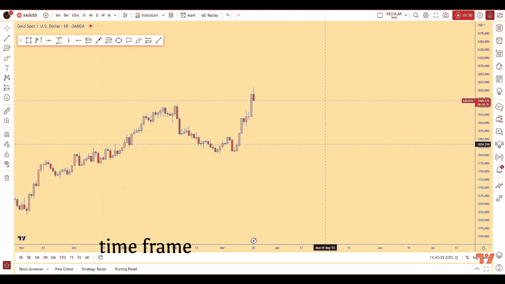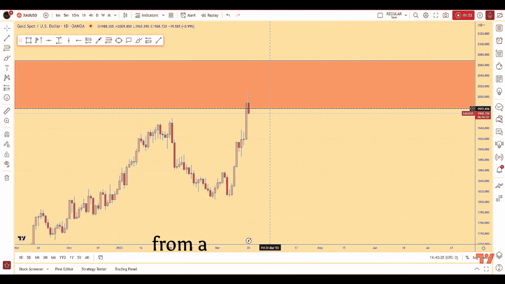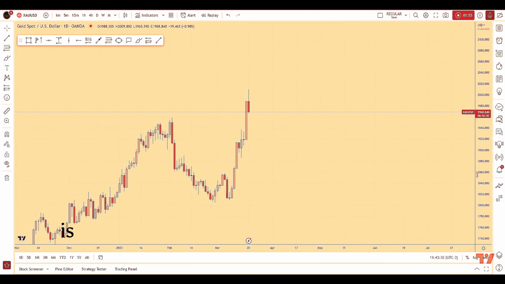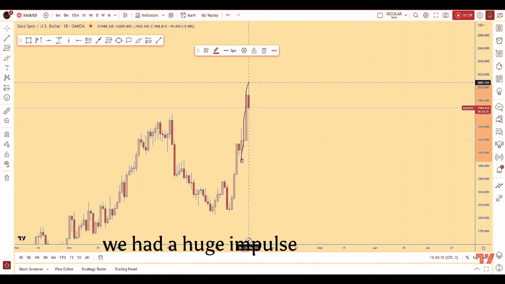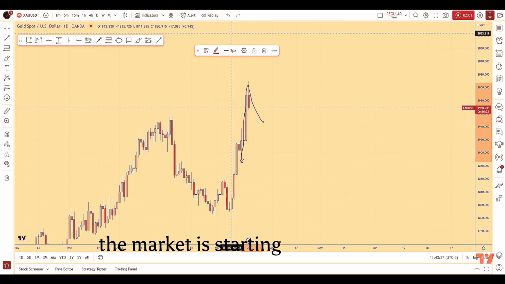Dropping down on the daily time frame, what do we have? Now, from a daily perspective, what we can see is that we just got a very strong impulse to the upside starting from this low. We had a huge impulse to the upside. At the moment, the market is starting the correction.